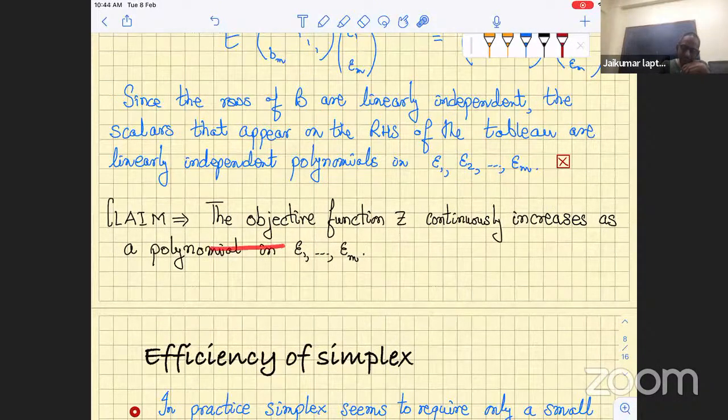So if you have this claim, the objective function increases at every step as a polynomial. It may not be a real increase. It may still be zero. Once you set the epsilons to zero, the increase will vanish. But nominally there is an increase, and we leverage that nominal increase and the fact that in the lexicographic system, every two numbers are comparable.